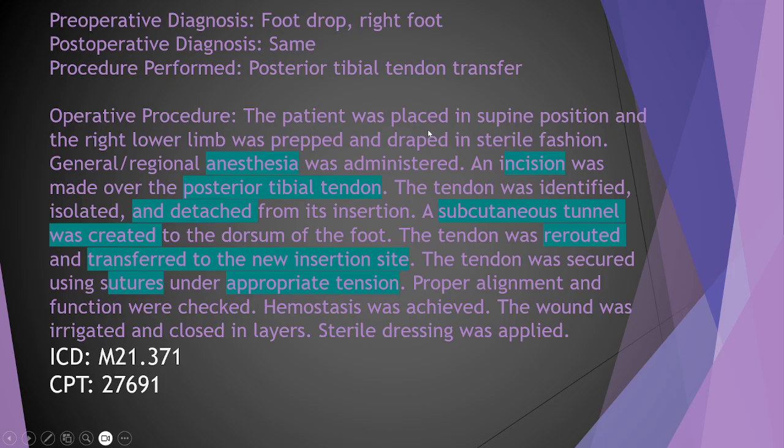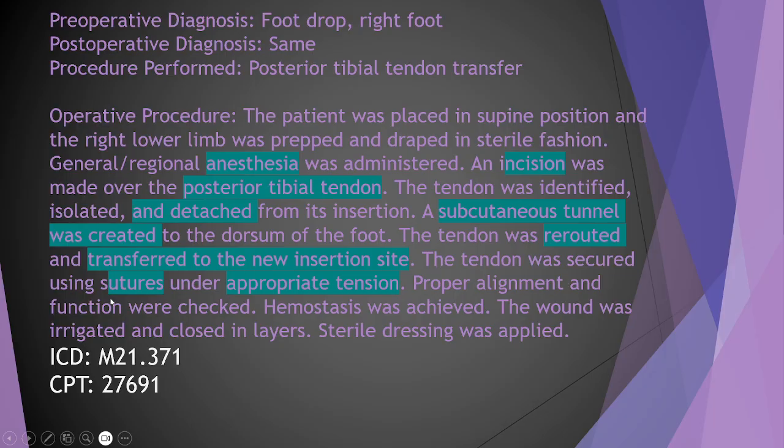Operative report. The patient was placed in supine position and the right lower limb was prepped and draped in sterile fashion, and the anesthesia was administered, and the incision was made over the posterior tibial tendon. The tendon was identified, isolated, detached from its insertion. So here the term detached, and a subcutaneous tunnel was created to the dorsum of the foot, and the tendon was rerouted and transferred to the new insertion site. So here all these key points are present.